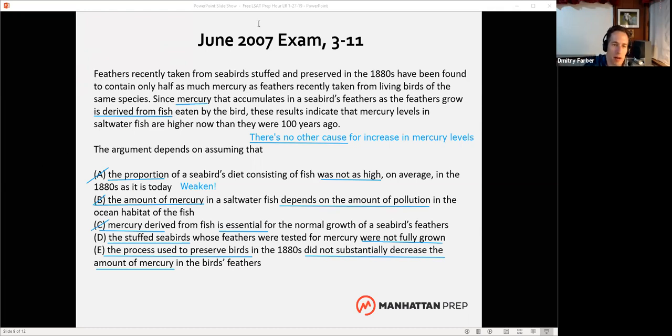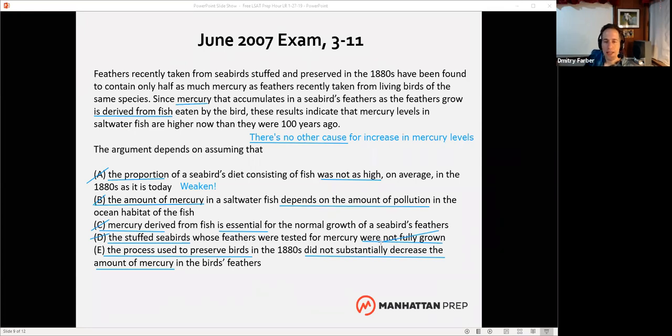D is talking about seabirds, whether they're full grown. They don't compare 1880 to now, and so we don't know if that makes a difference. Plus, even if they were comparing 1880 to now, some full grown, some not, we still don't know what effect that's supposed to have. So it's really out of scope.